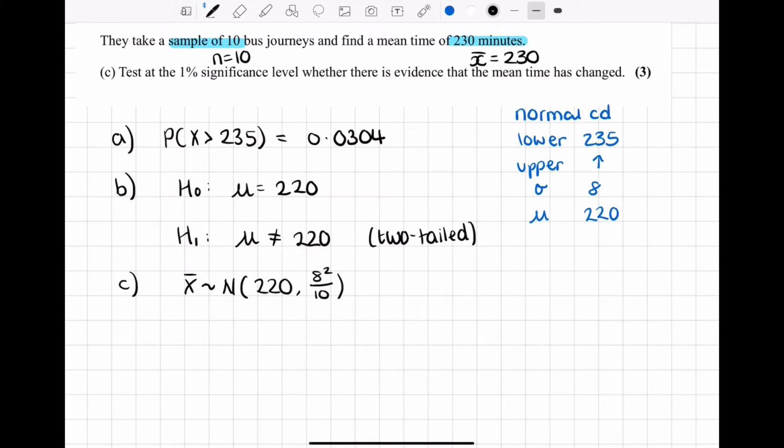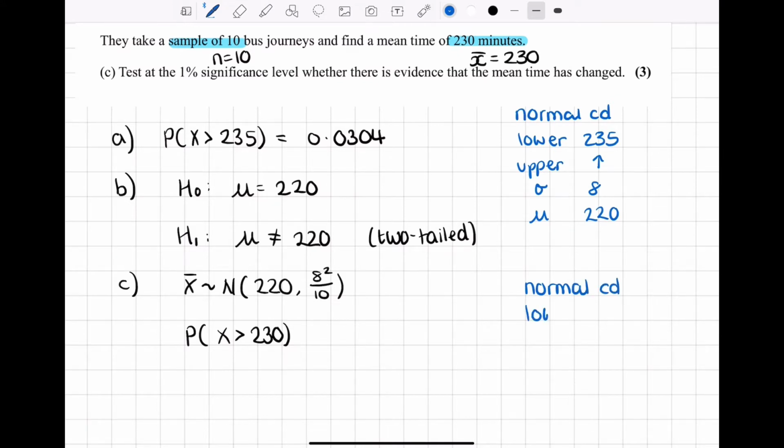Remember, for our sample distribution, this is normally distributed with mean 220 and variance 8 squared over the sample size of 10. So make sure when you put this one in, put your standard deviation as 8 over the square root of 10.